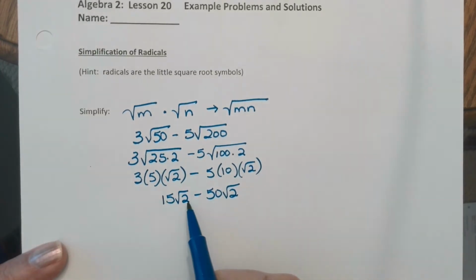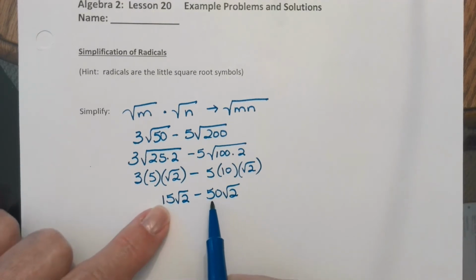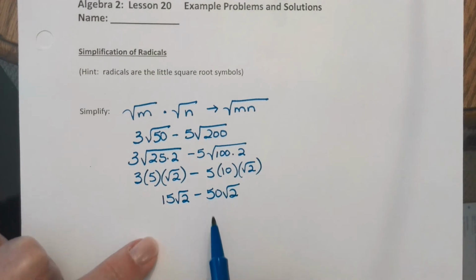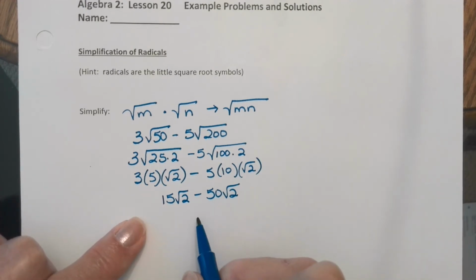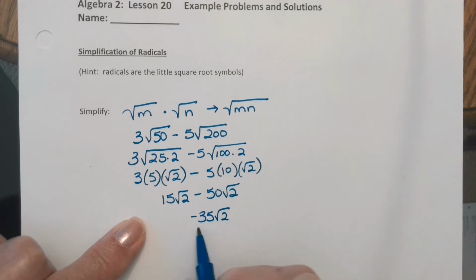Now anytime you're adding or subtracting two radical expressions and the same number is underneath the radical sign, then you can add or subtract the numbers outside. I have a positive 15 and a negative 50. So that's going to be a negative 35 times the square root of 2.